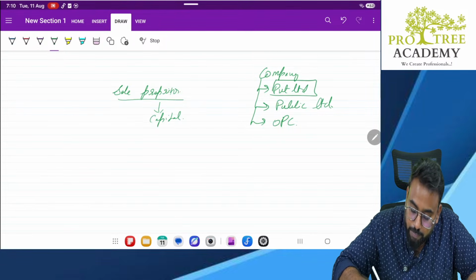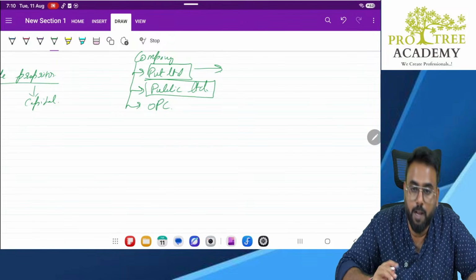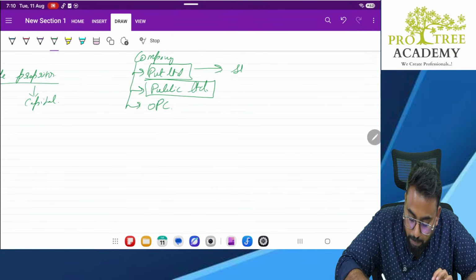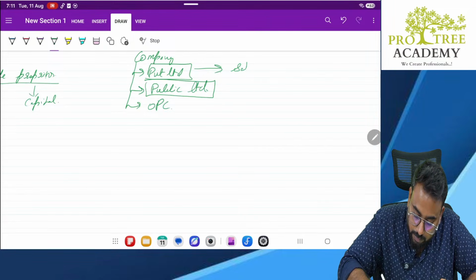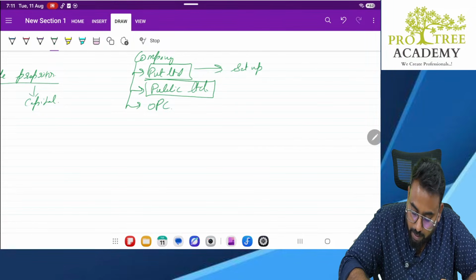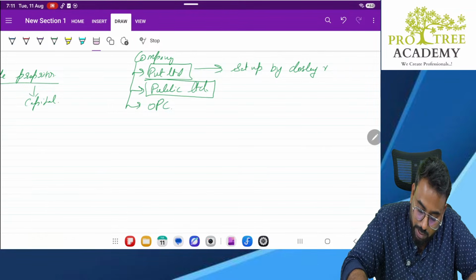Now what is private limited, sir? What is public limited? See, private limited is a company which is set up by closely related people, or I can say not closely related.